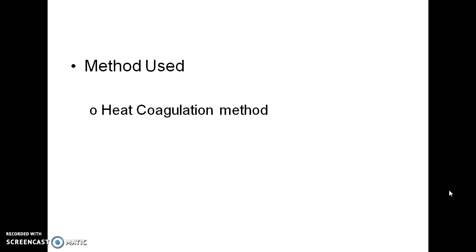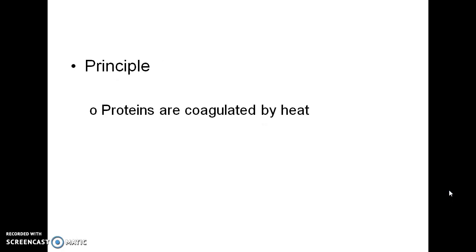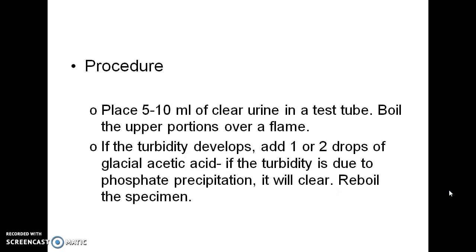Another method used is the heat coagulation method, where the proteins are coagulated by heat. For this, the procedure is you have to place 5 to 10 ml of clear urine in a test tube. Boil the upper portion over a flame. If turbidity develops, add 1 to 2 drops of glacial acetic acid. If the turbidity is due to phosphate precipitation, it will clear. Reboil the specimen.